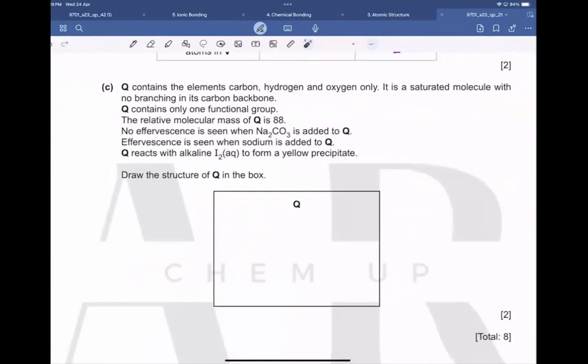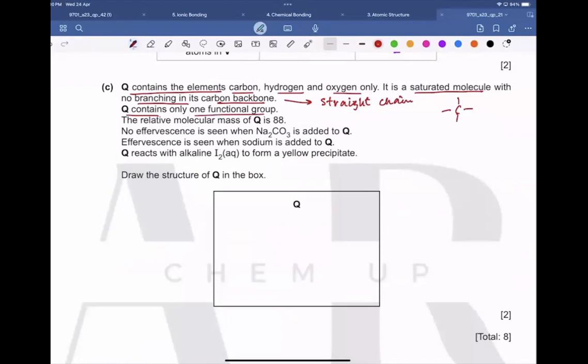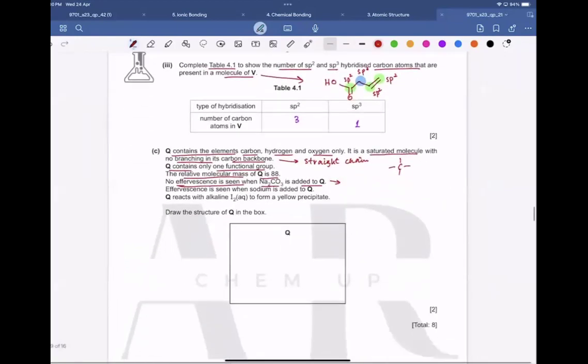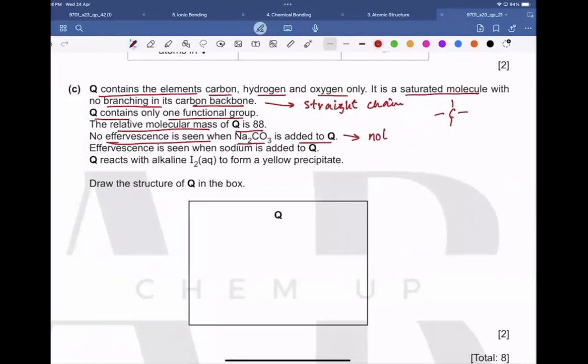Now part C. Q contains the elements carbon, hydrogen, and oxygen only. It is a saturated molecule. It means the bonds between carbons are single covalent bonds with no branching in its carbon backbone, so it's a straight chain structure, right? Q contains only one functional group. The relative molecular mass of Q is 88. No effervescence is seen when sodium carbonate is added to Q. So it means not a carboxylic acid.